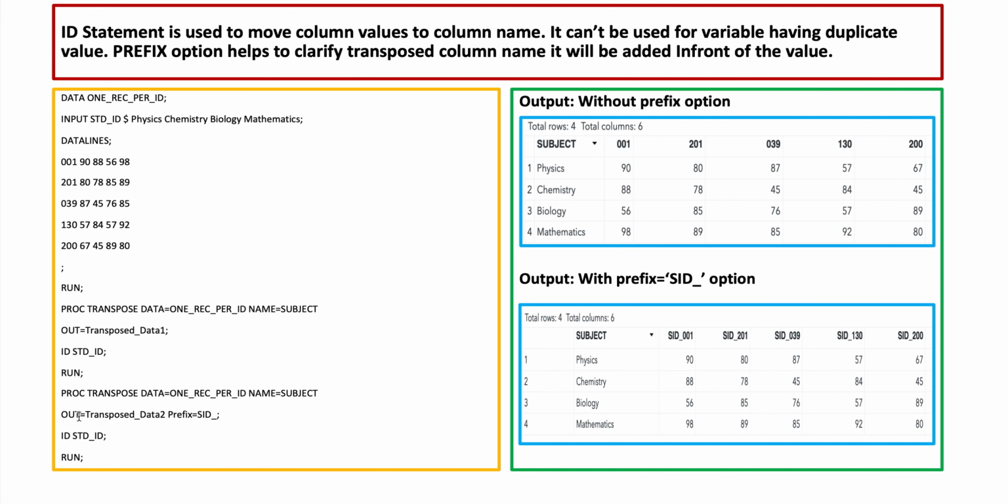When we run last set of code, it will generate the result as shown on the right side, second table, where it has 4 records or rows and 6 columns, but column names are slightly different from above. That means it is represented here student ID 001, student ID 201 in this way. That clarifies what those columns are. If we run same set of code with a SAS window, then it will generate exactly same result.